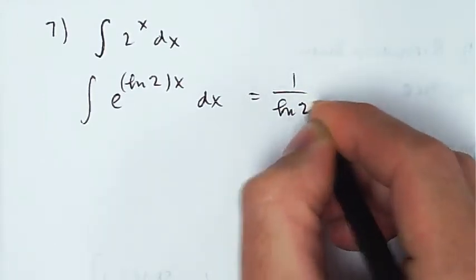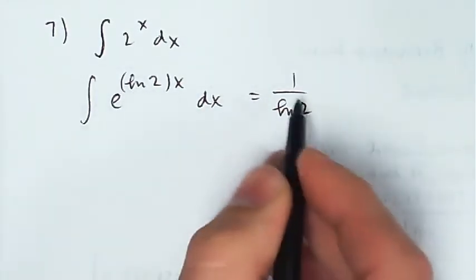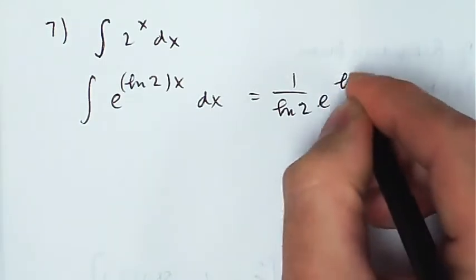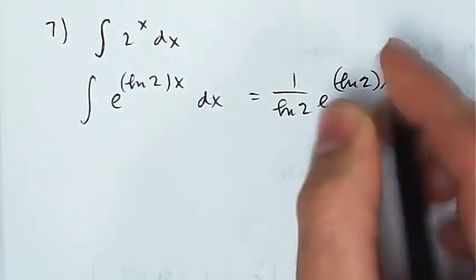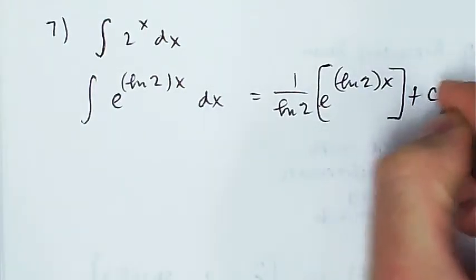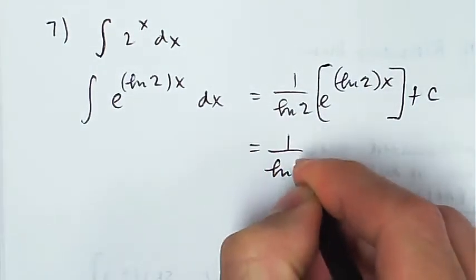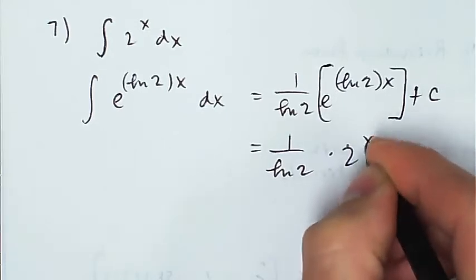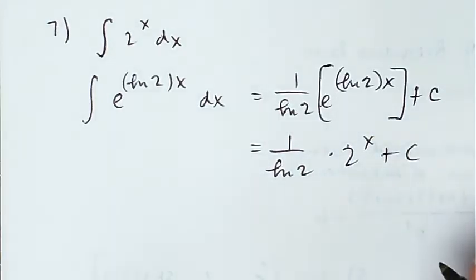Okay, so you divide by log of 2, because if this was e to the 10x, you'd have to divide by 10. Then you realize that this thing in the box is just 2 to the x. So that's why it's 1 over log 2 multiplied by 2 to the x, and then add c. That would be answer choice C.